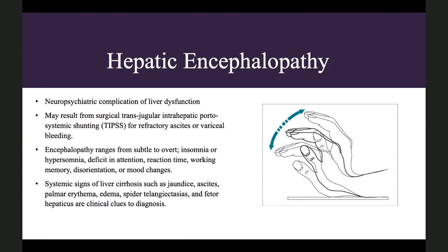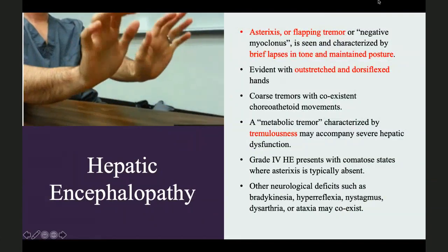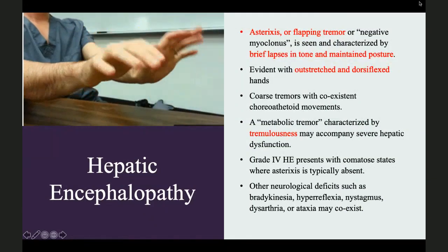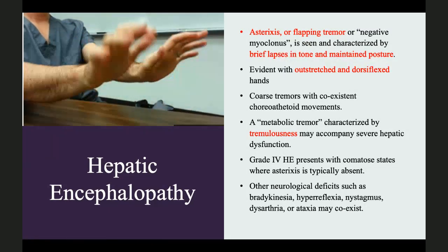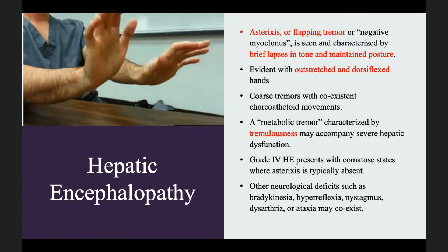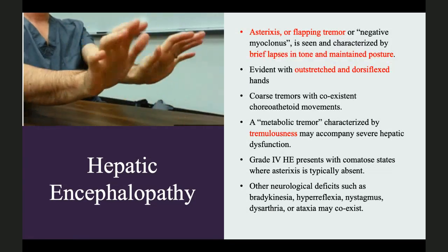And systemically, there are classic signs such as jaundice, ascites, palmar erythema, edema, spider telangiectasia, and fetor hepaticus that clue us to the diagnosis. A very classical tremor called asterixis or flapping tremor is seen in this condition. It's also known as negative myoclonus, characterized by brief lapses in tone and maintained posture. It's most evident with outstretched and dorsiflexed hands.